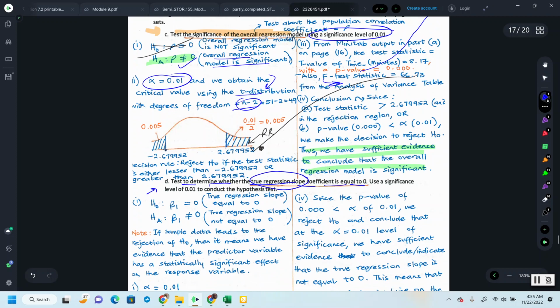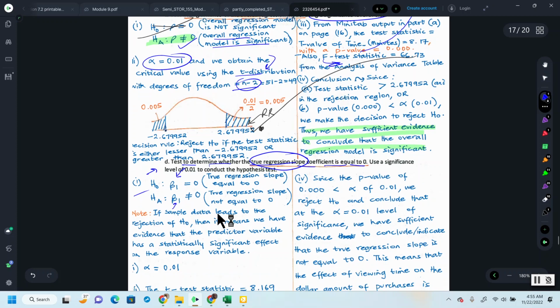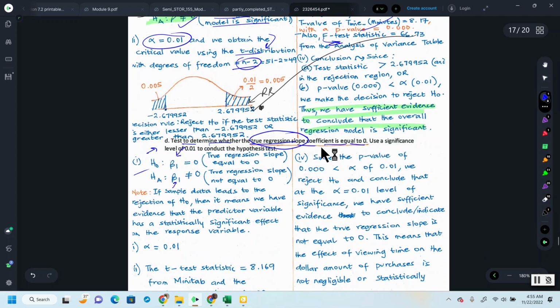So in this case, we're testing hypothesis on the population regression slope, which we have done before. We will look at whether the slope is equal to 0 versus not equal to 0, at what level of significance? Alpha equals 0.01 right here. Take note that if the sample data evidence leads to the rejection of the null hypothesis, it means that our slope is not equal to 0, which means that the predictor variable is a statistically significant factor in determining the values or in explaining the variations in the response variable.